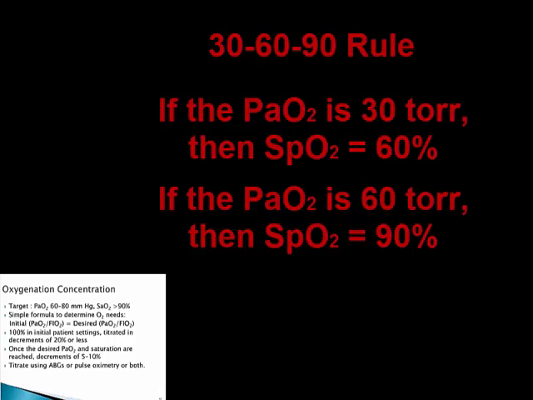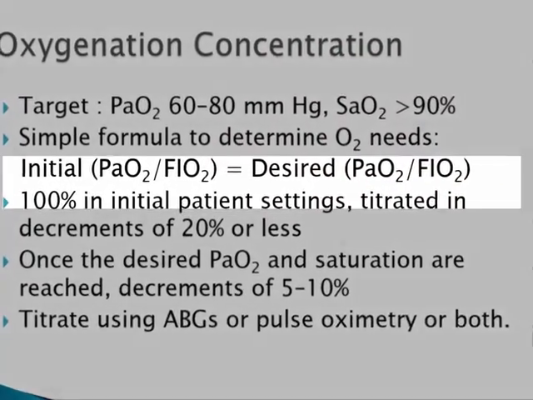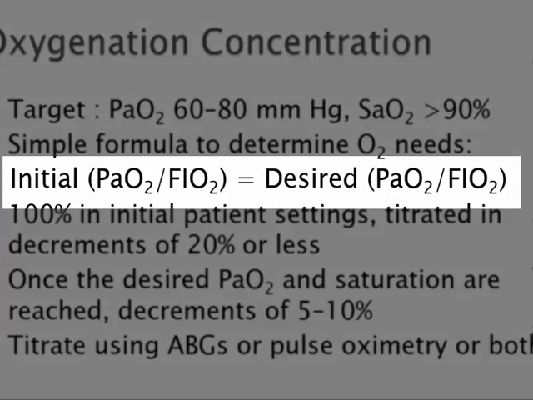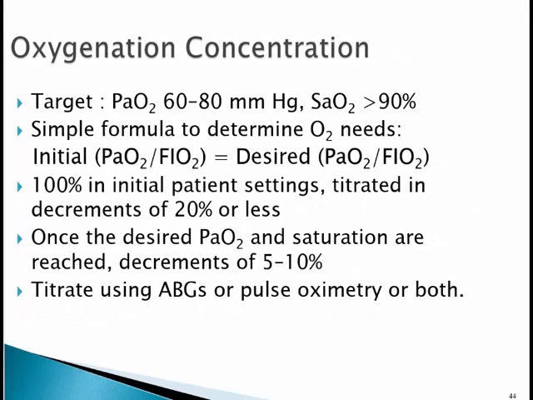If for some reason you're not able to accomplish that right away, here's a simple formula to determine the oxygen needs. And again, the healthier the lungs, the more accurate this formula. So when you first set it up, typically 100% for initial patient settings, titrated in increments of 20 or less. Once the desired PO2 or saturation is reached, then you change to about 5 to 10% increments. Titrate using ABGs or pulse oximetry or both.